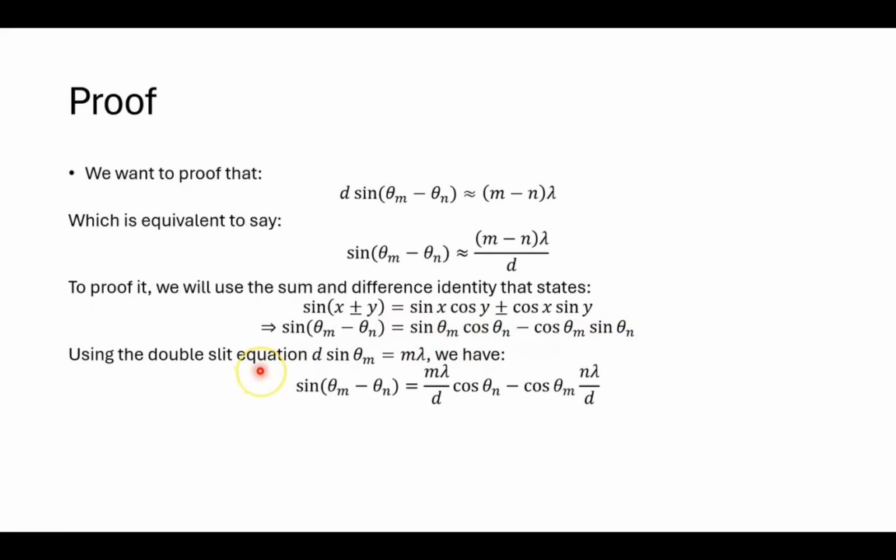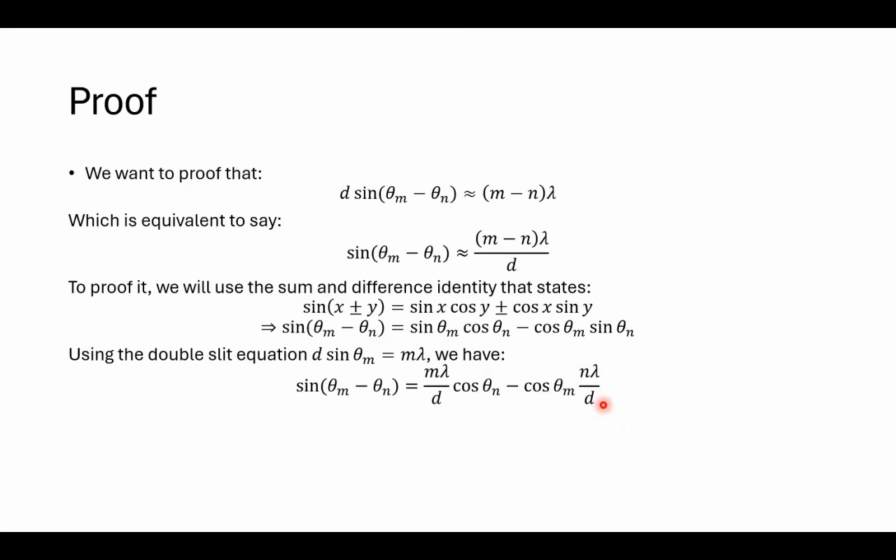And then we are going to use some physics now, the double slit equation, which we have seen several times now. So we can replace this sine of theta m here with m lambda over d. So we just divide this d over to the right hand side. And the same thing we can do for sine of theta n. We can replace it with n lambda divided by d.